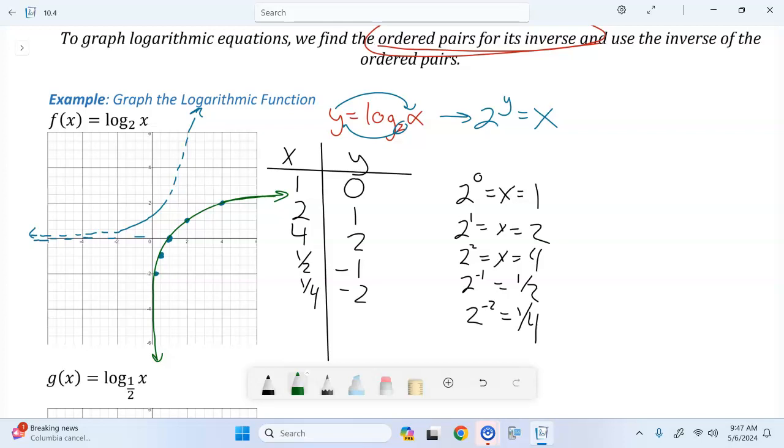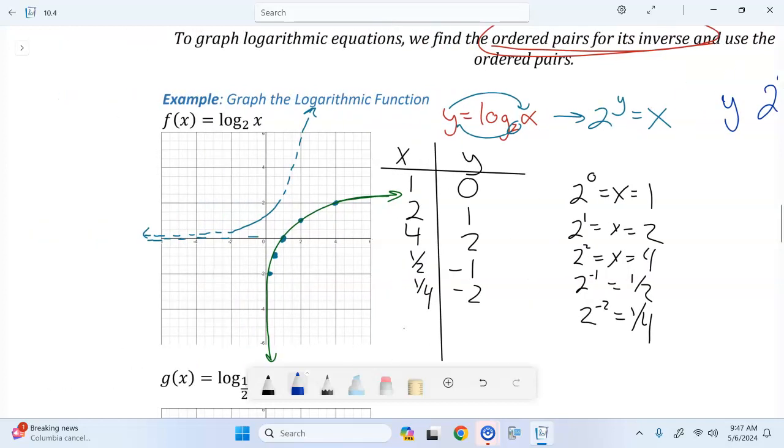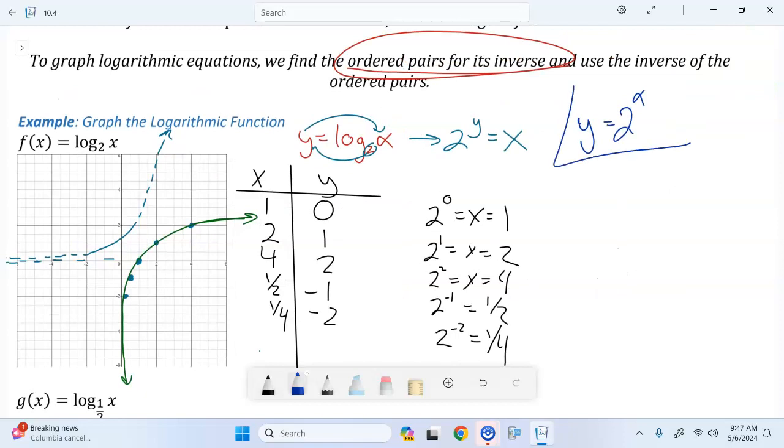Now, when we graphed our exponential equations, what 2 points did we always have? When I had y equals 2 to the x, that's my exponential equation. What 2 points do I know are on that graph, based on what we did last week? I think you had it before. 0, 1, and 1, 2. I had those 2 points, right?